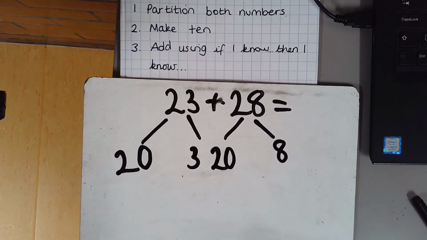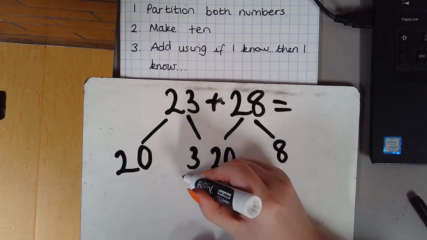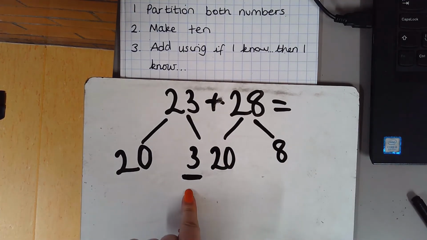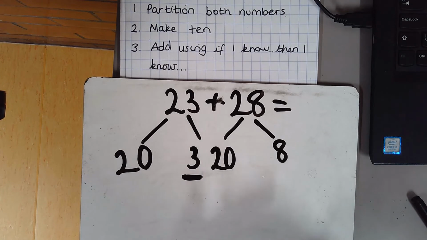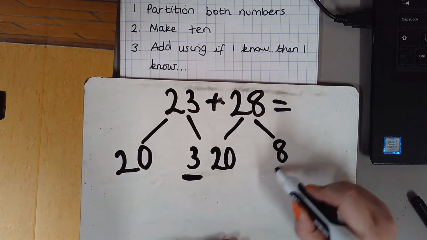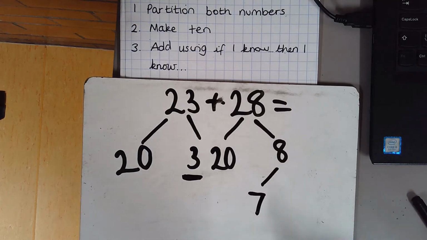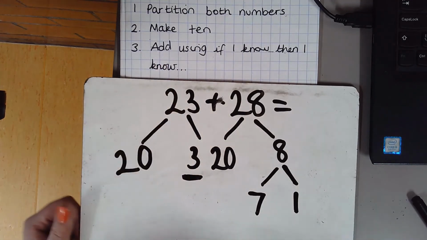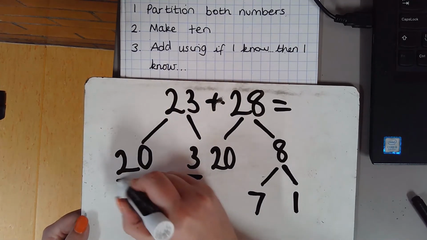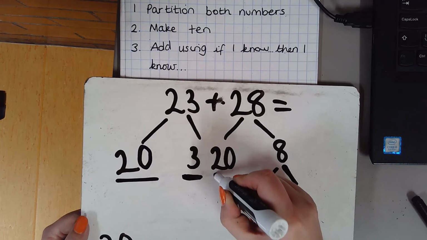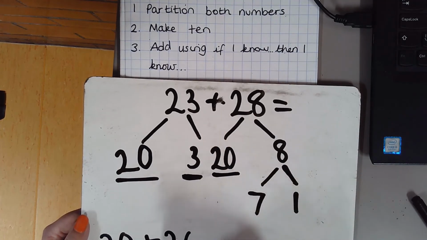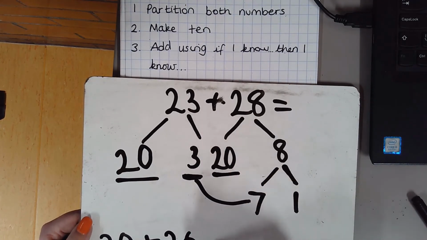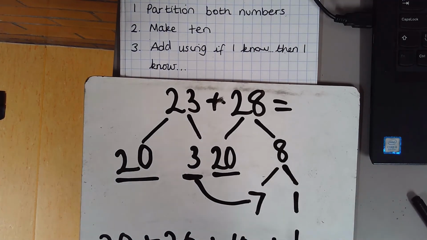Now I need to make 10. How many more do I need to add to 3 to make 10? Well, I know my number bonds, and 3 add 7 equals 10. So 7, and that leaves me with 1. Step 3, add using if I know, then I know. 20 add 20, adding my tens first, make 10, add 1. If I know, then I know.